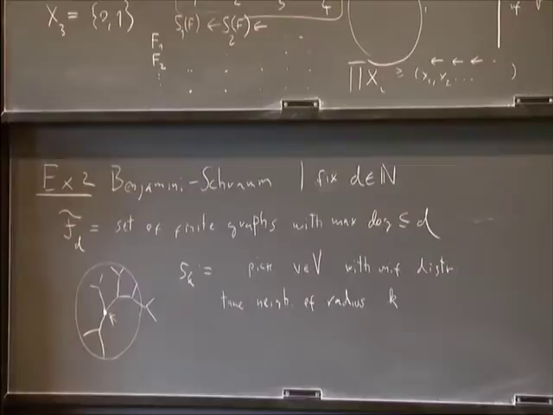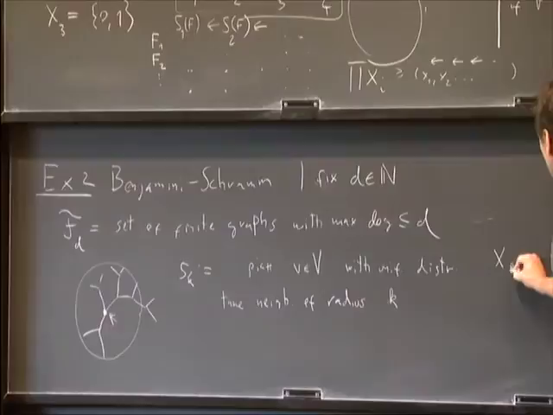So again, it's almost the same object, almost from the family, but not quite. It will be a rooted object. So X_k is now the set of rooted graphs, graphs with a distinguished point, of radius at most k, and of course, again, maximum degree at most d. It's a finite set, obviously, because of the degree condition.